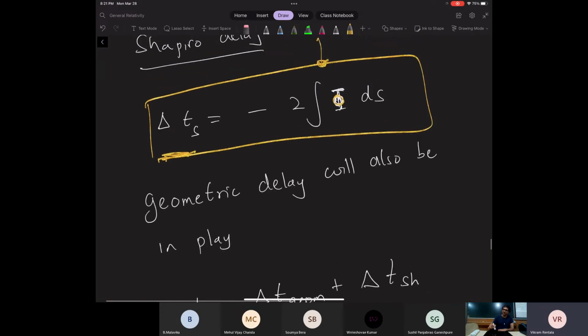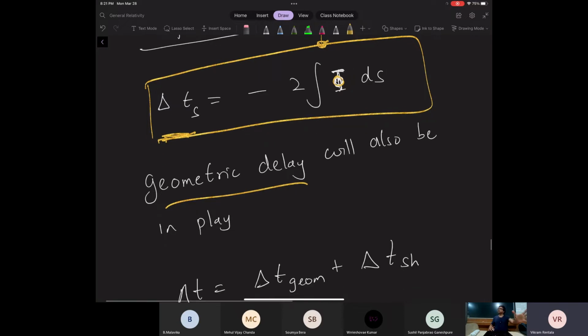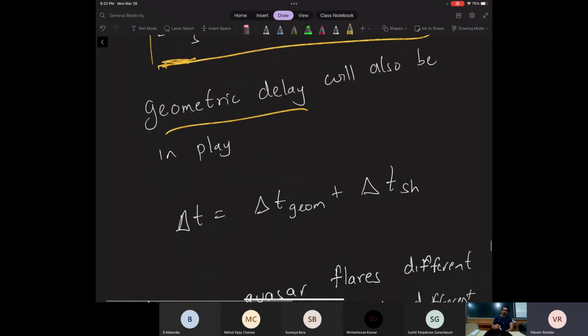So in addition to this, there'll also be a geometric delay due to the fact that light coming from different paths is traveling different distances. That's a different effect. This effect is due to gravitational time dilation. Due to gravitational time dilation, there's an additional delay. So the total delay will be the delay due to geometric effects, due to the fact that the path it takes is longer, plus this additional time dilation effect, which is called Shapiro delay.